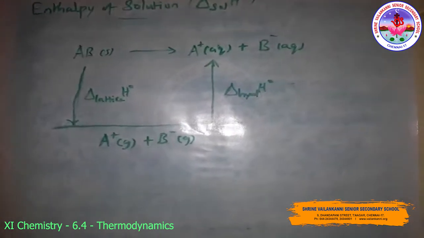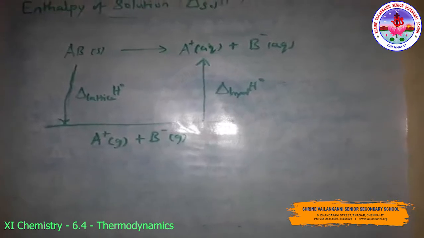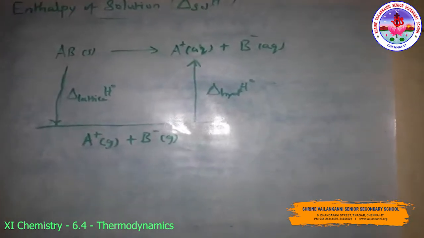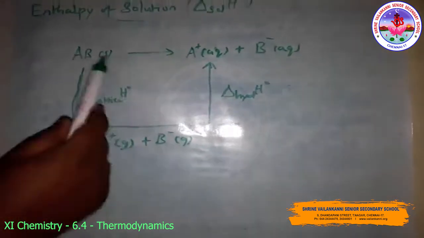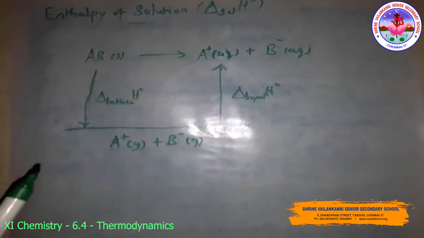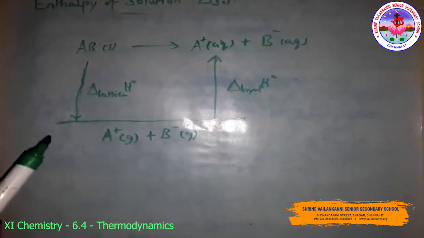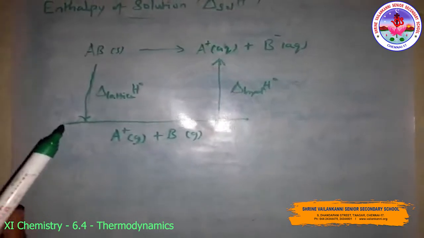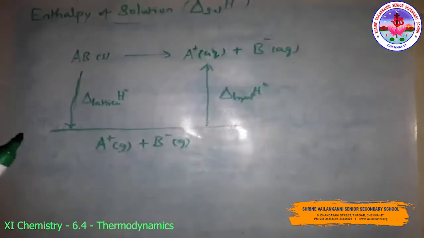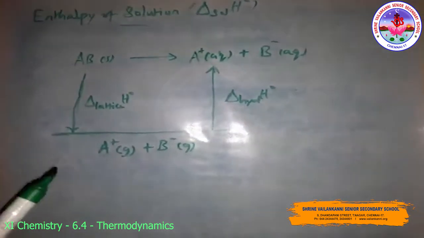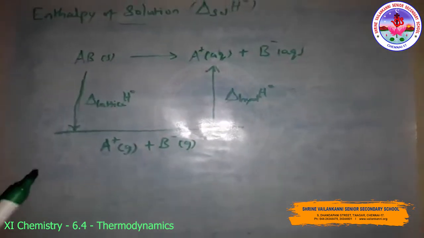When an ionic compound dissolves in a solvent, the ions leave their ordered positions on the crystal lattice. So these are now more free in the solution. But solvation of these ions also occurs at the same time.